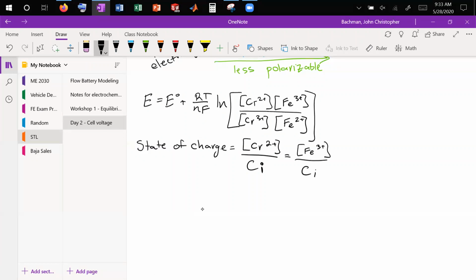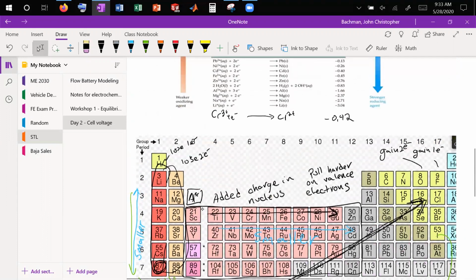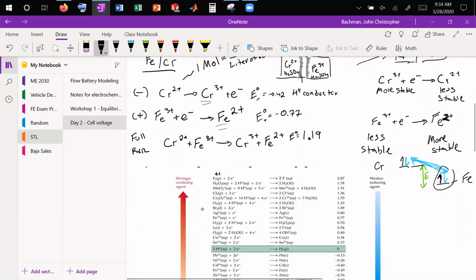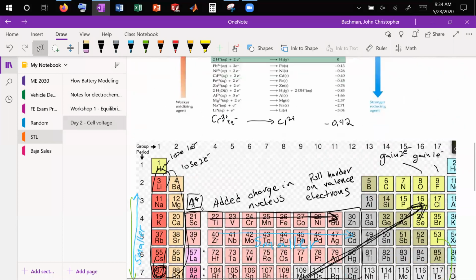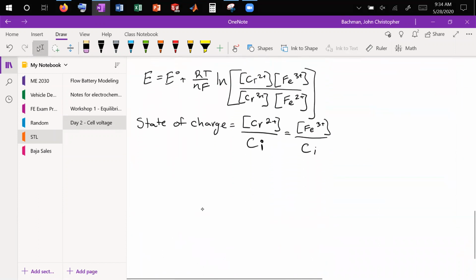Those go together, right? Anytime you lose a chromium 2 plus ion, you're going to lose an iron 3 plus, right? Because you're giving the electron from one to the other. So those two are going to go together.